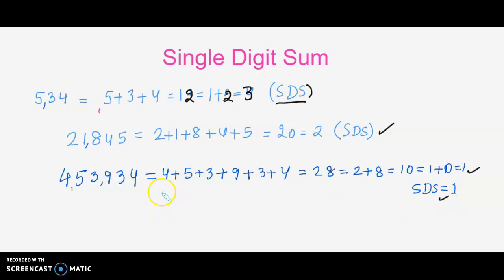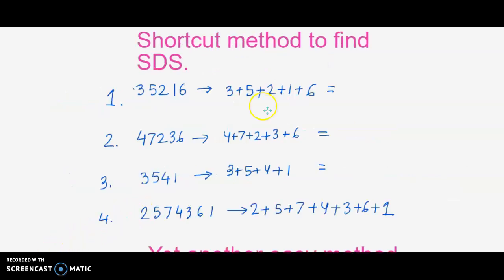Friends, I will teach you why it is important to know the single digit sum and what its applications are. It has wonderful applications, especially for those who are taking any kind of competitive exams. You will come across it and its use. In this video we will learn the shortcut method to find the single digit sum. So what is that shortcut method?